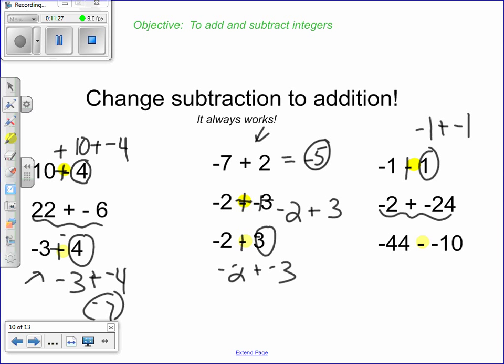This problem, no subtraction, our job is easy, 2 negatives, and I have 24 more negatives. So if I owe 2 and I owe 24, I owe 26. And last problem, subtraction is the same as adding the opposite of what comes next. So the opposite of negative 10 is positive 10. 44 negatives and 10 positives. All right?